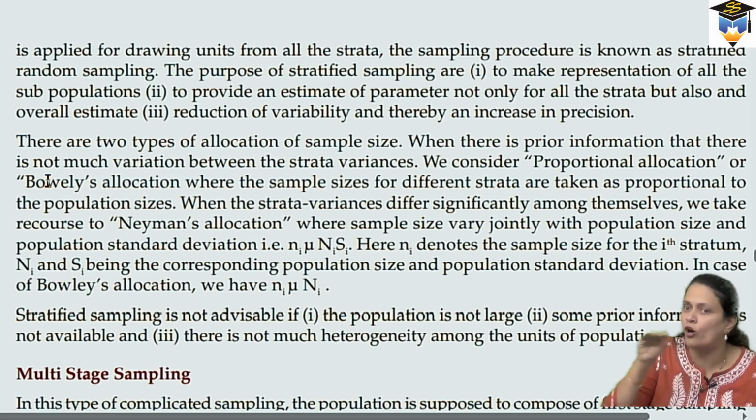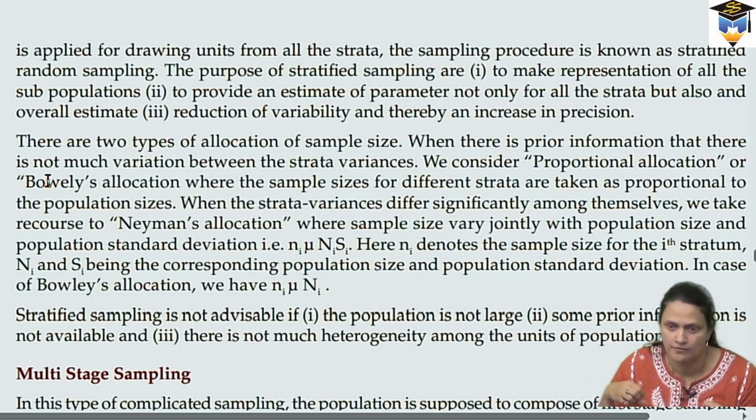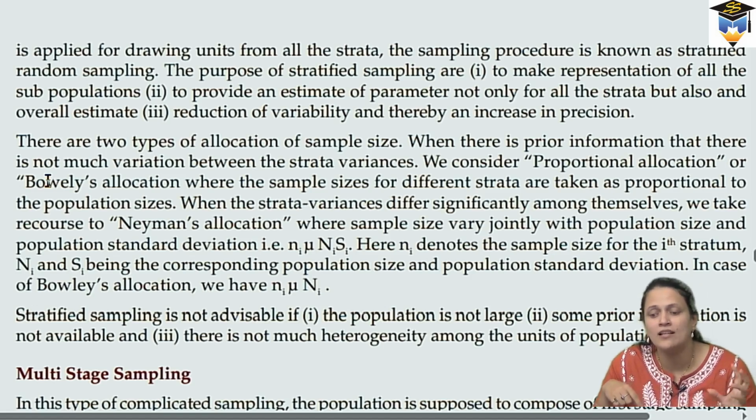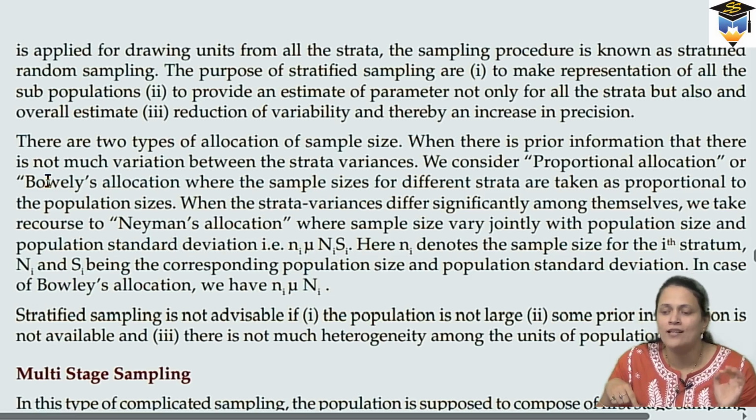I have divided all of them proportionally. So that is Bowley's proportional allocation. And when the strata variances differ, then we name it as Neyman's allocation, where sample size varies jointly with population size and there is a deviation.